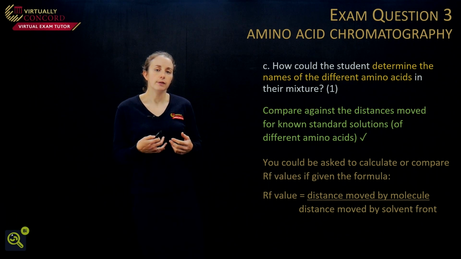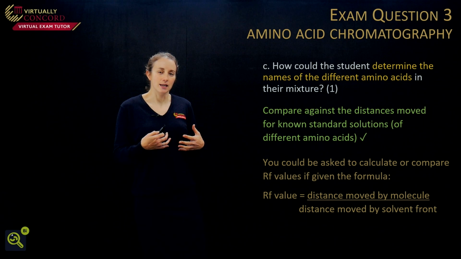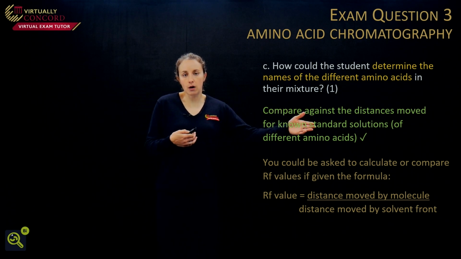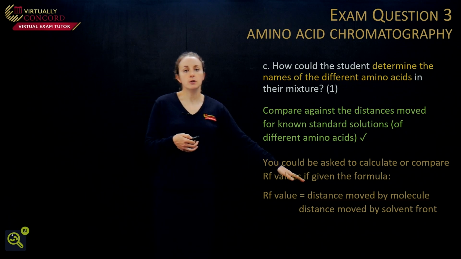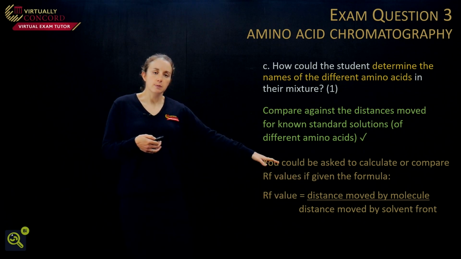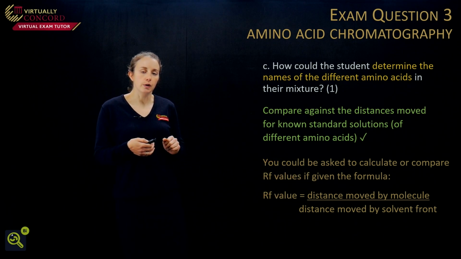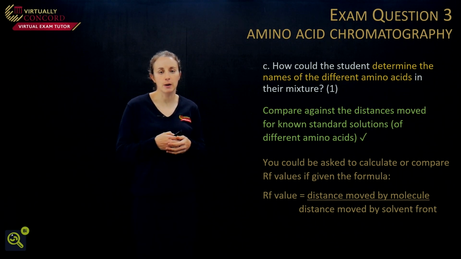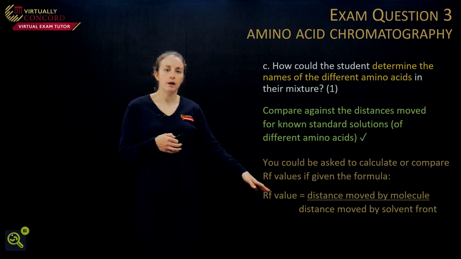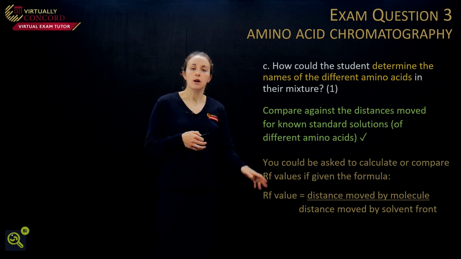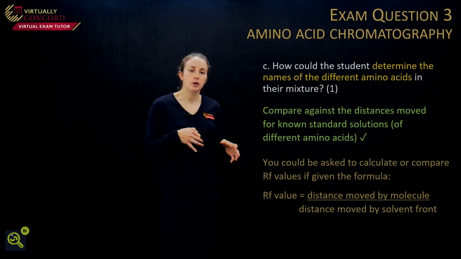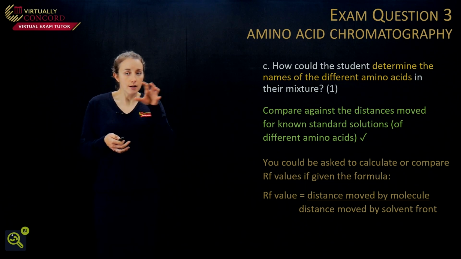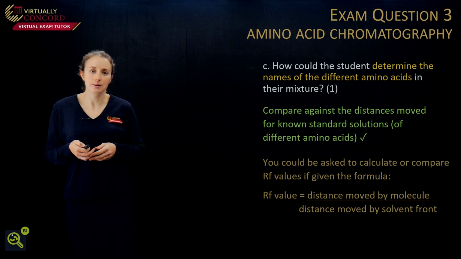And what that value does is it standardizes that comparison. So it doesn't matter how long you've left it for, how far your solvent front has moved, because you're doing that ratio of the distance moved by the molecule divided by the solvent front, it means that you can easily compare between different experimental setups. And you can get the RF values for a particular solvent for any particular amino acid, and then you can compare them to the results in your experiment, and therefore you could name those particular amino acids.